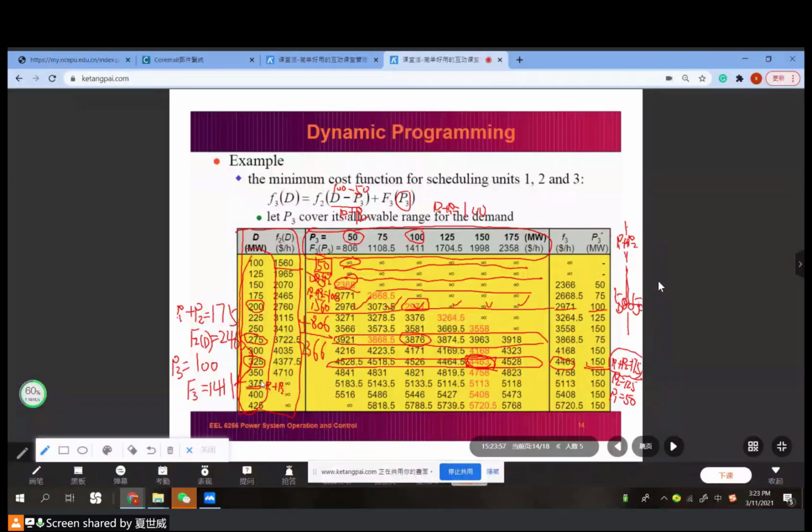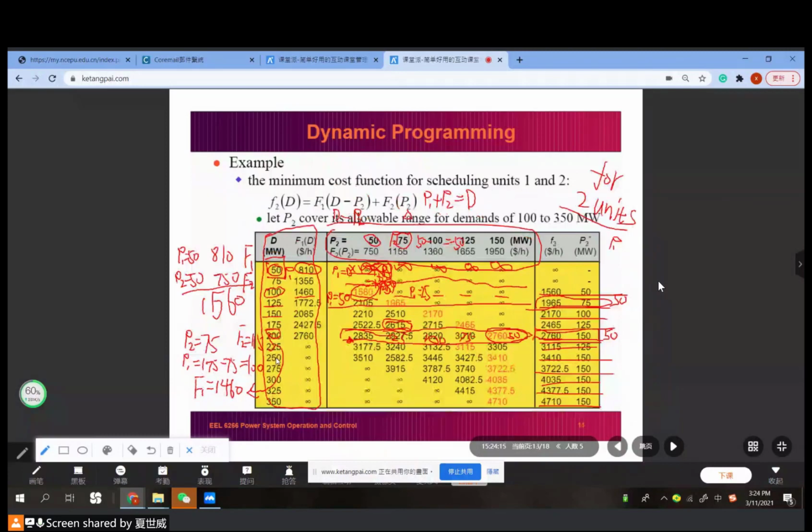For example, for 375, the best solution will be this. The best solution is P3 equals 150. Okay, and P1 plus P2 equals 225. Okay, and then you return back to find the table.